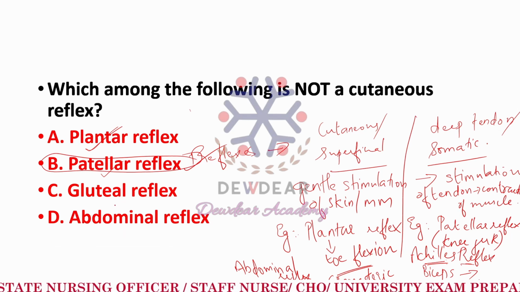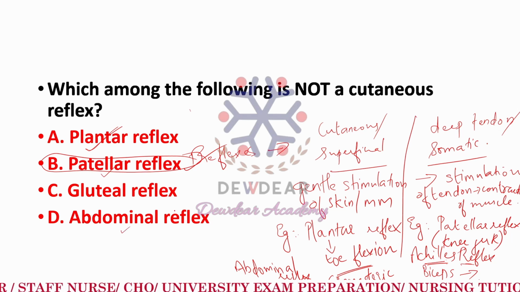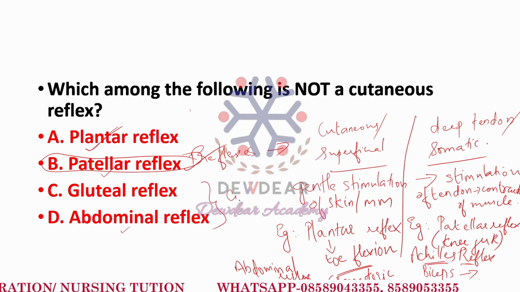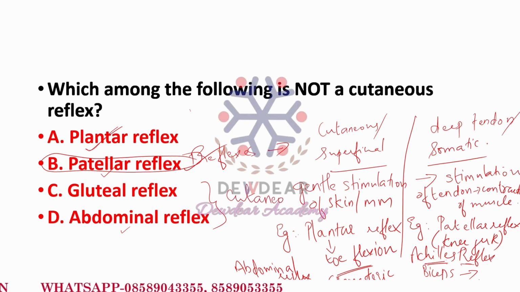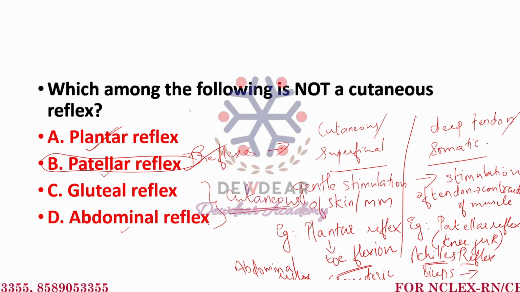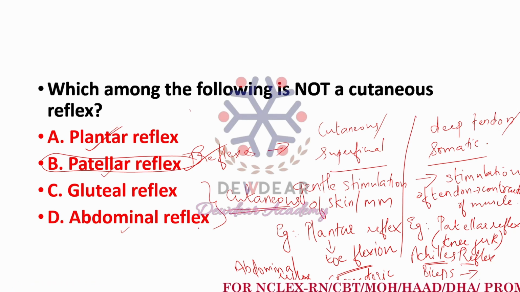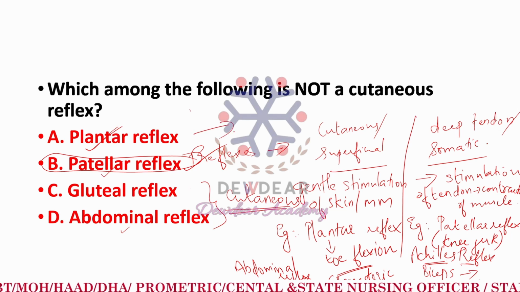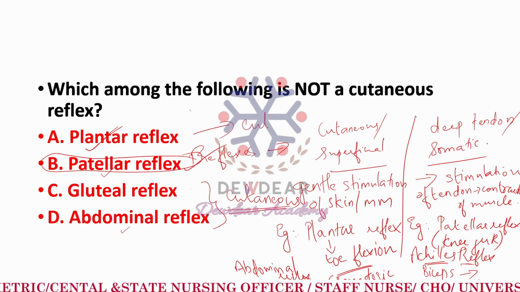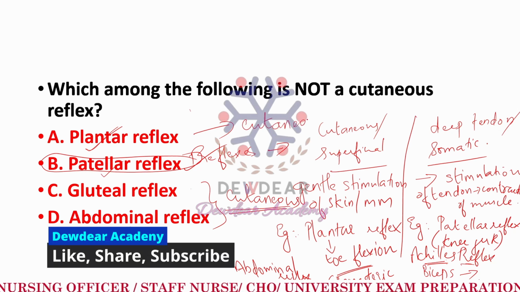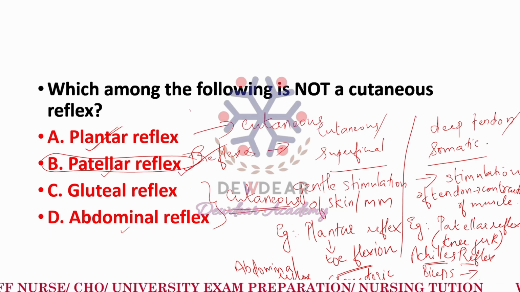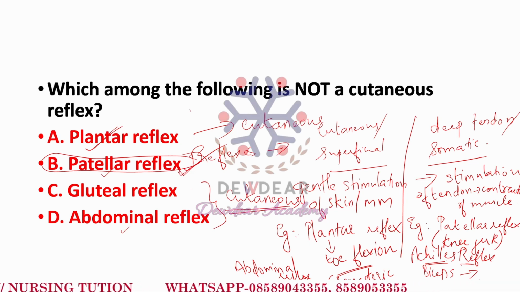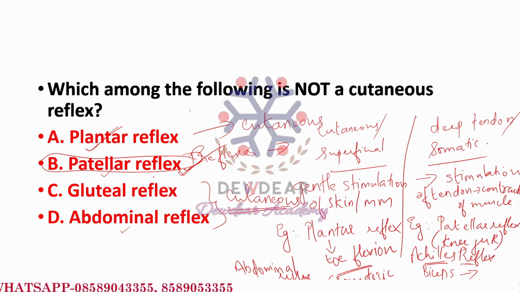Then next are the gluteal reflex and the abdominal reflex. These all come in the category of cutaneous or superficial reflexes, because they are associated with gentle stimulation of the skin in the gluteal region or the abdominal region, which leads to contraction of the associated muscles. The plantar reflex is also a cutaneous reflex, because it is the stimulation of the lateral sole of the foot. But the patellar reflex is associated with tapping of the patellar tendon, which leads to contraction of the associated muscles. So that is a deep tendon reflex.